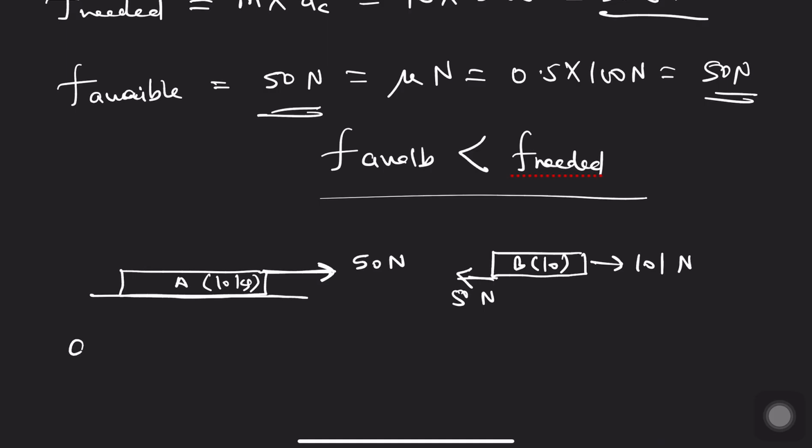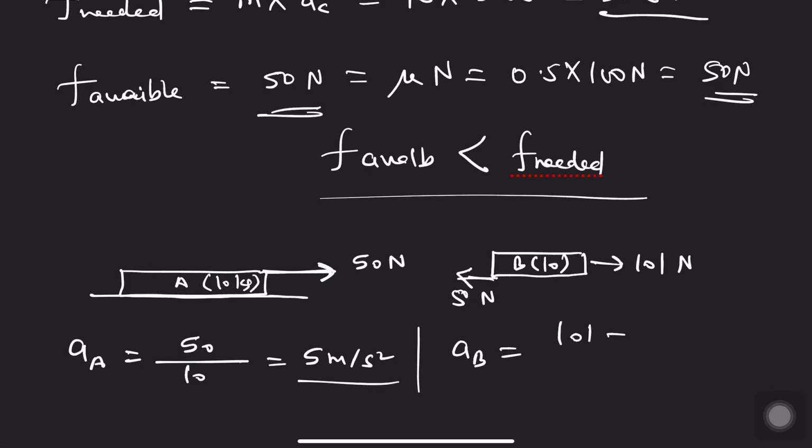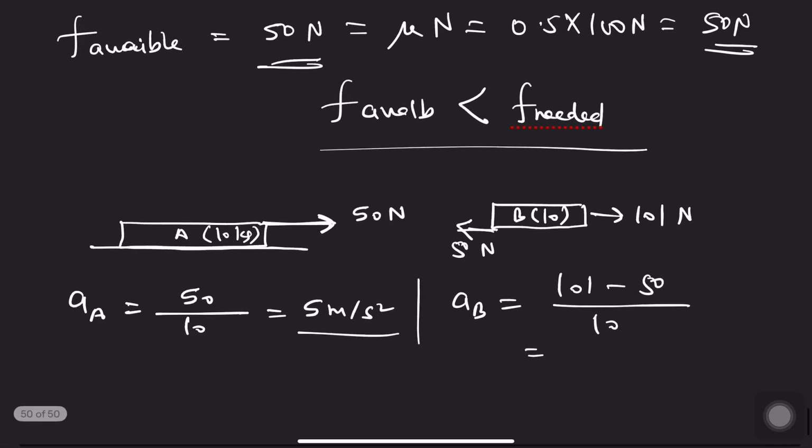So A of A will be the net force on this divided by its mass, which is 5 meter per second square. That would be the answer for the acceleration of block A. Similarly, if we ask what is the acceleration of block B, AB will be 101 minus 50 divided by 10, so that will come to 51. 51 divided by 10 is 5.1 meter per second square. That is the acceleration of block B. I hope you understood the idea of these two problems.